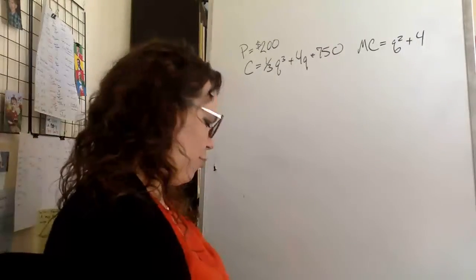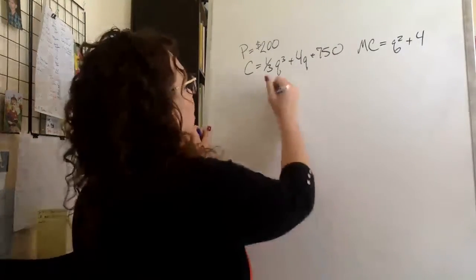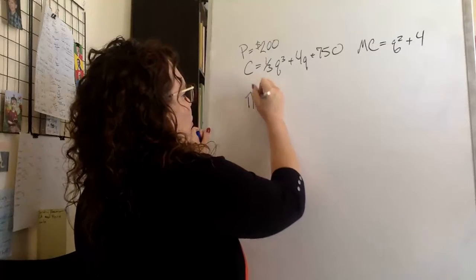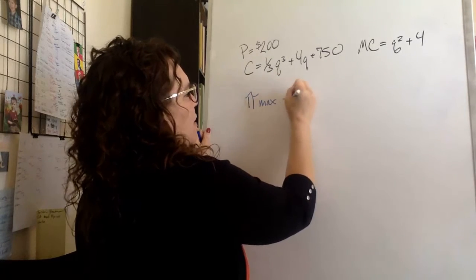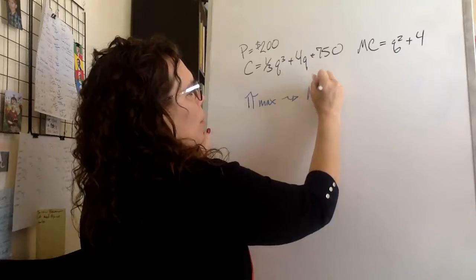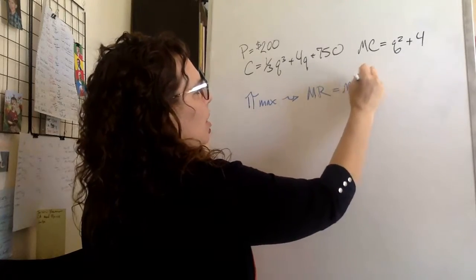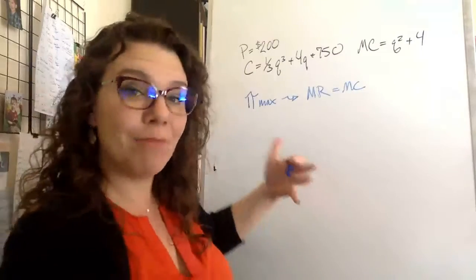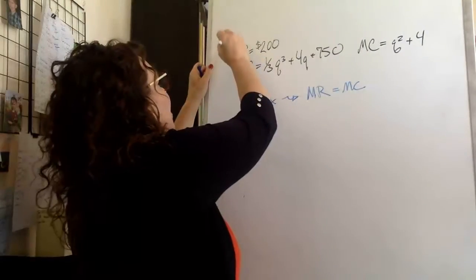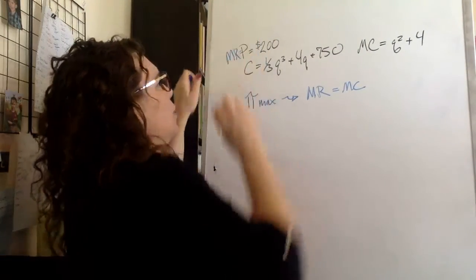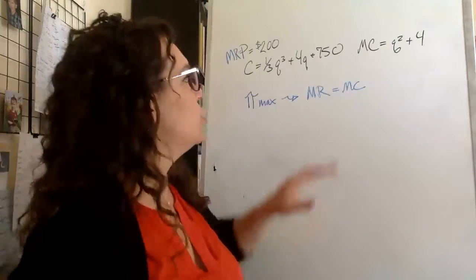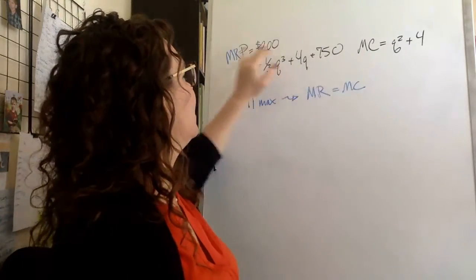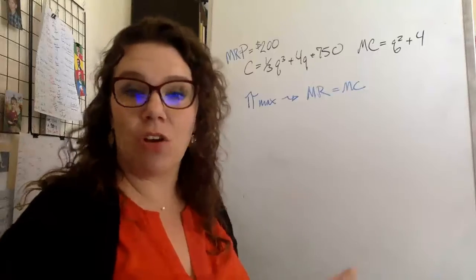To calculate that profit maximizing quantity, what we want to do is remember that a profit maximizing firm is going to produce where marginal revenue is equal to marginal cost. And in perfectly competitive markets, in a competitive market like this one, price is equal to marginal revenue. So all we have to do is set marginal cost equal to price and solve for Q.